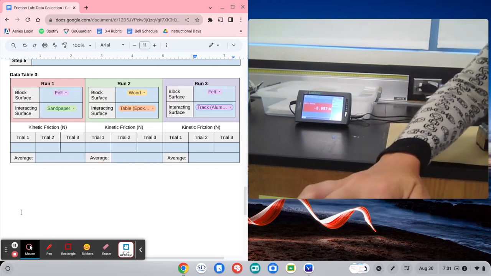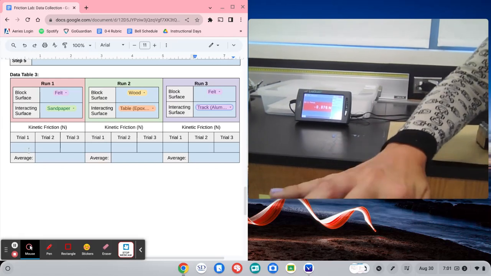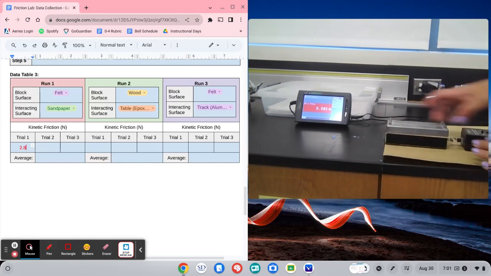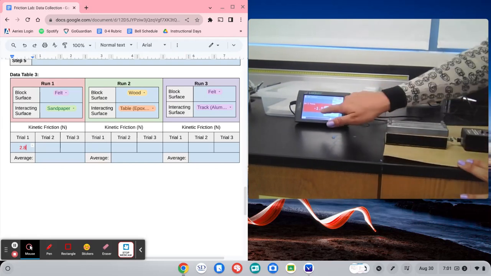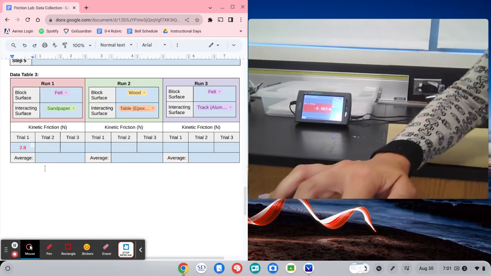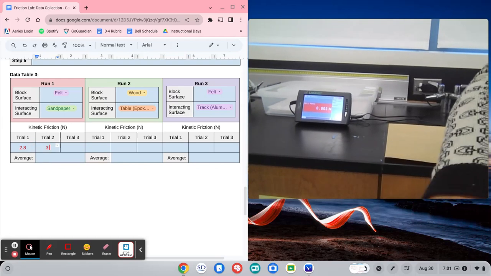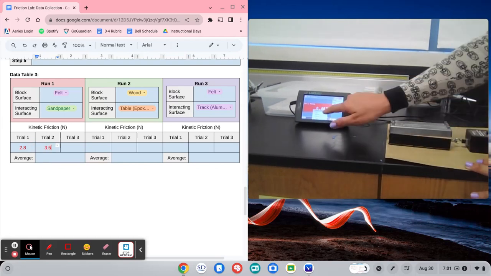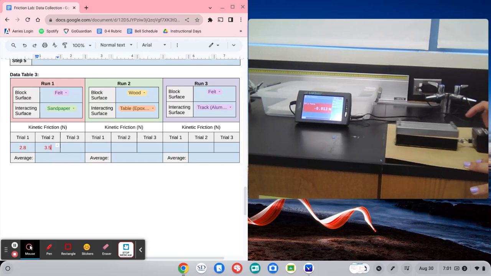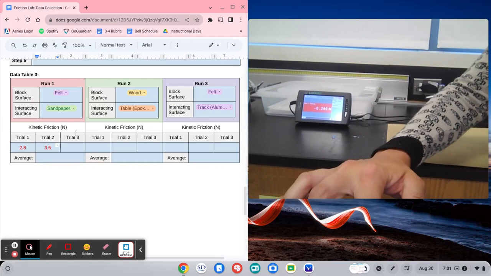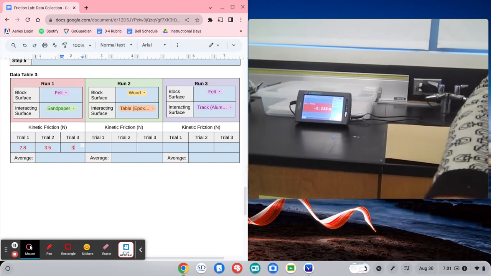So for the first one there, I got 2.8 for trial 1. I'm going to go ahead and do the second one. I got 3.5. Last trial. I got 3.2. So obviously a lot of friction there.